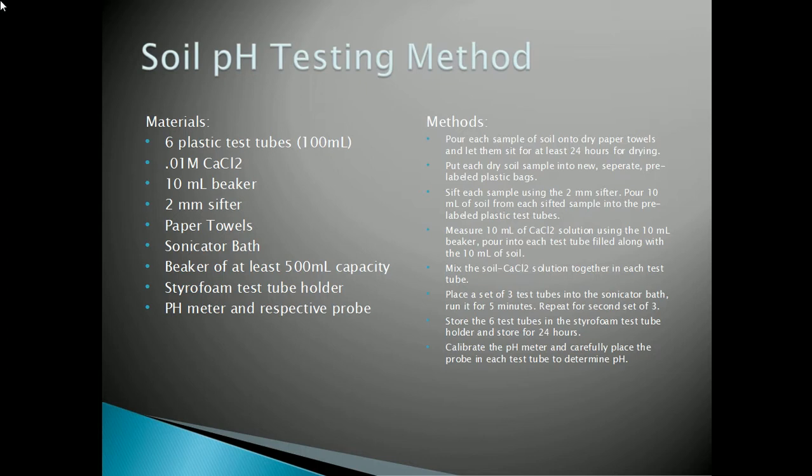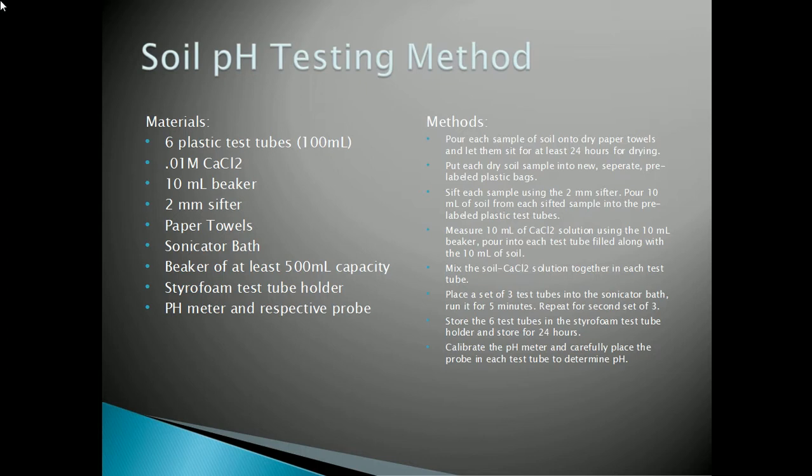First, pour each sample of soil onto dry paper towels and let them sit for at least 24 hours for drying. Put each dry soil sample into new, separate, pre-labeled plastic bags. Sift each sample using the 2 millimeter sifter. Pour 10 milliliters of the soil from each sifted sample into the pre-labeled plastic test tubes. Measure 10 milliliters of calcium chloride solution using the 10 milliliter beaker. Pour into each test tube filled with the 10 milliliters of soil.